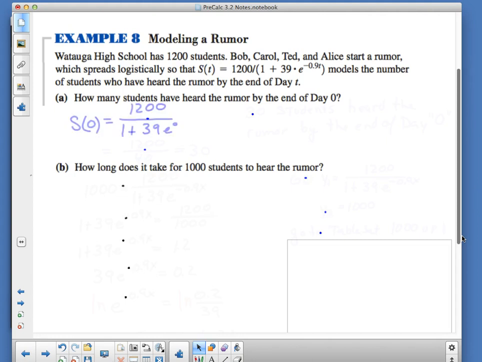So for my evaluation here, I put in 0, so it's e to the 0 power. So really I'm taking 1,200 and dividing it by 40. So that should be 30 people have heard the rumor.